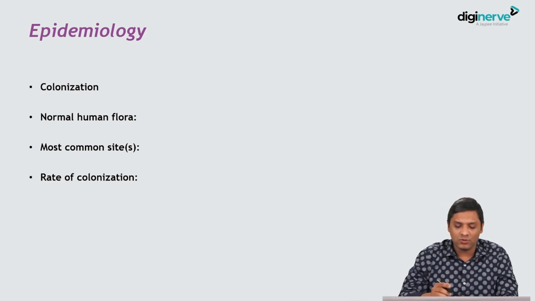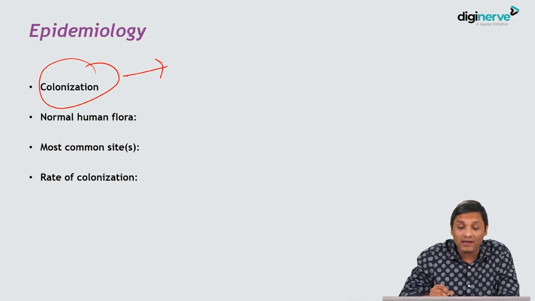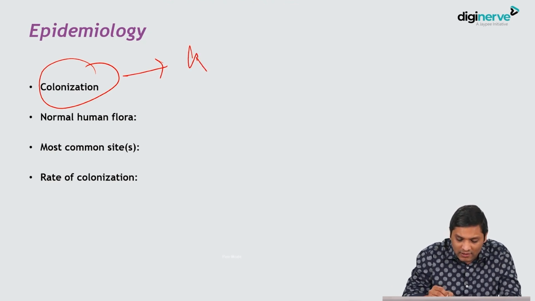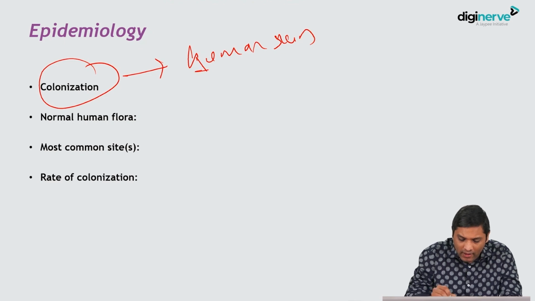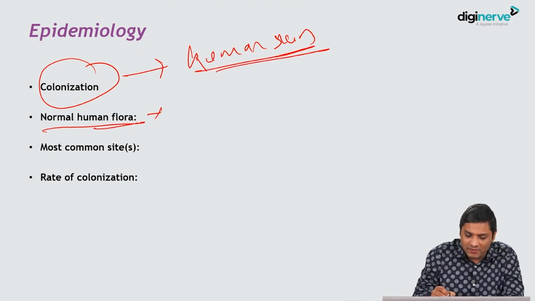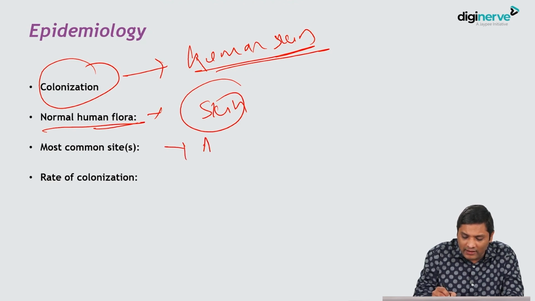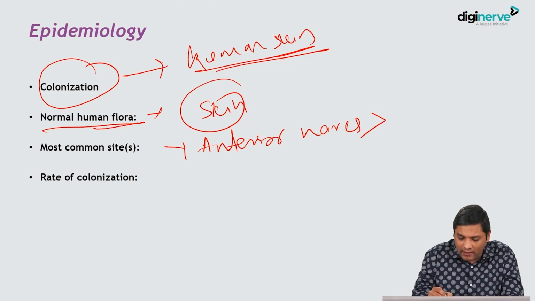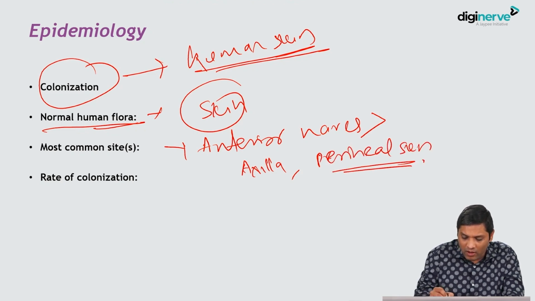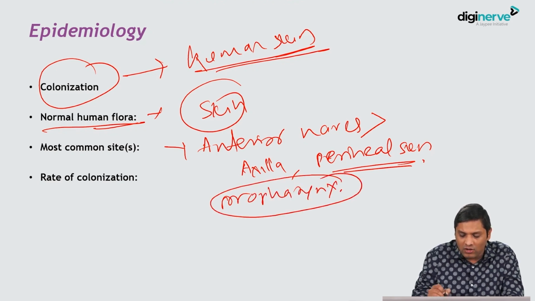So now we are done with the clinical manifestations of Staphylococcus aureus infections. Now we will see the epidemiology. So you know that Staphylococcus aureus can colonize human skin. It is a normal human flora, especially on the skin. I told you that the anterior nares is the most common site, followed by the axillary skin and perineal skin region. Okay, the oropharynx also, Staphylococcus aureus may be colonizing the oropharynx.